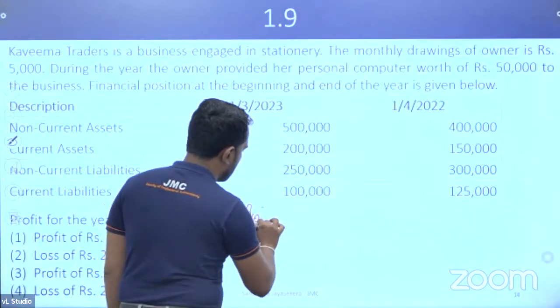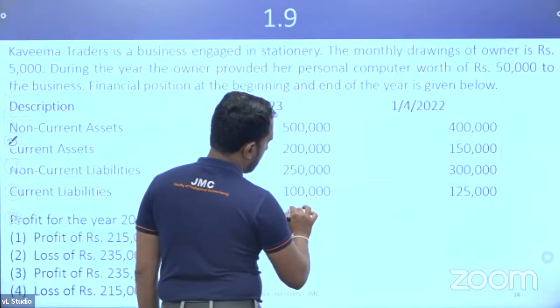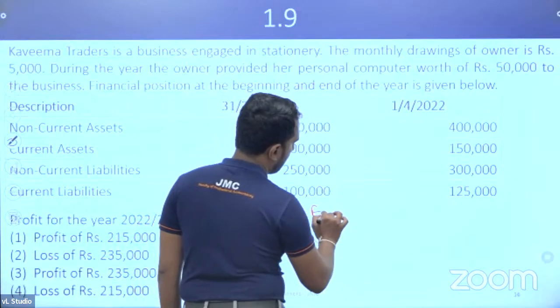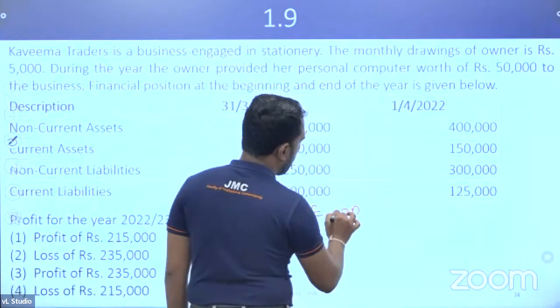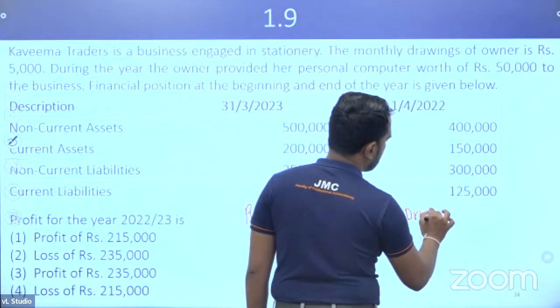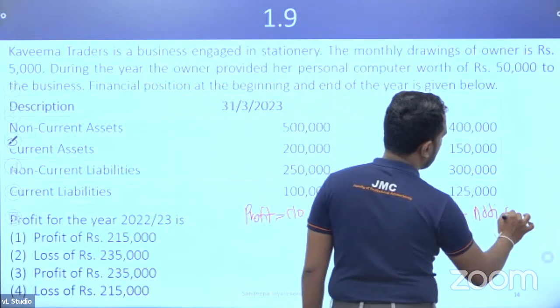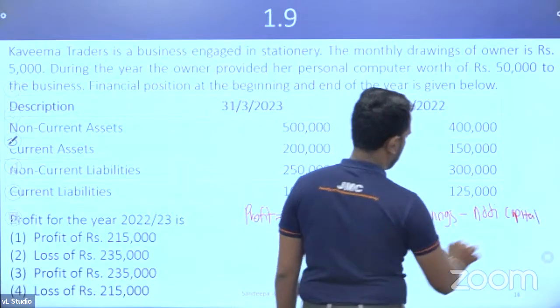So the profit equals closing equity minus opening equity plus drawings minus additional capital, right?